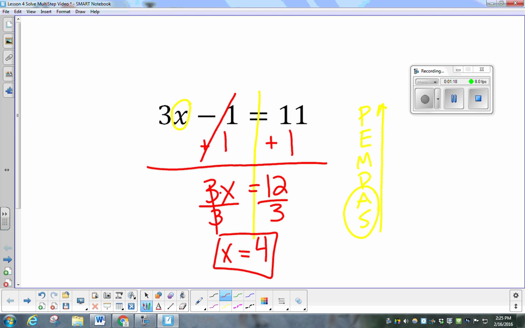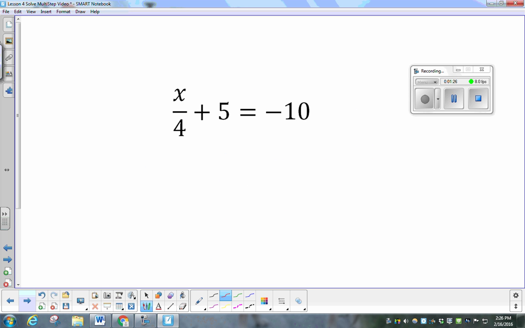Remember, you can always plug your answer back in to check. 3 times 4 is 12, minus 1 is 11. It works. All right, let's do another example. On this one, I've got a fraction, but don't worry about it. Draw a line through your equal sign, find your x.